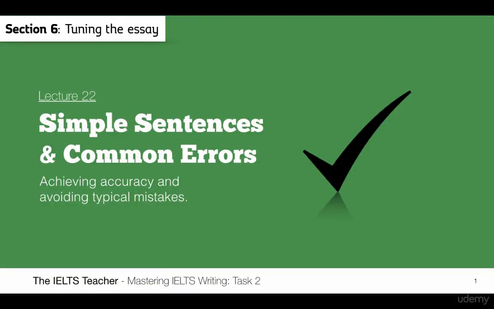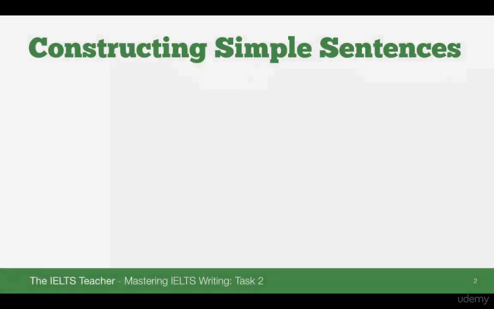In today's lecture we're moving into a new section, and this section of the course is all about grammatical range and accuracy, the final band descriptor category. In the first lecture we're going to focus on simple sentences and common errors which are made, basically achieving accuracy and avoiding typical mistakes. So, constructing simple sentences first of all.